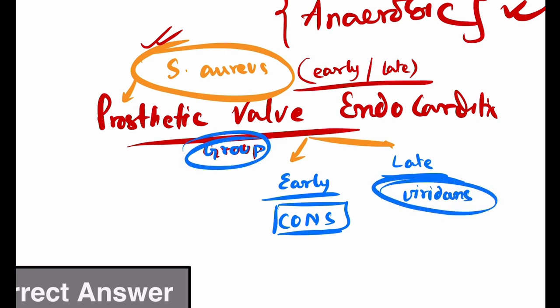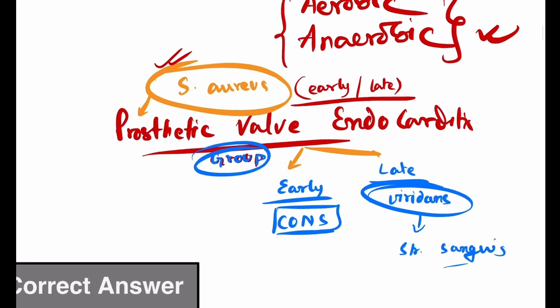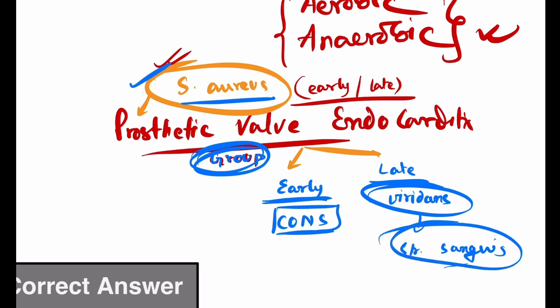So these are as a group. Among the viridans, the most important is Streptococcus sanguis. So this is important. In prosthetic valve endocarditis, the single most common organism is Staph aureus, but as a group, for the early one it is coagulase negative Staph, and for the late prosthetic valve it is the viridans group, that is Streptococcus sanguis. Okay. Thank you.